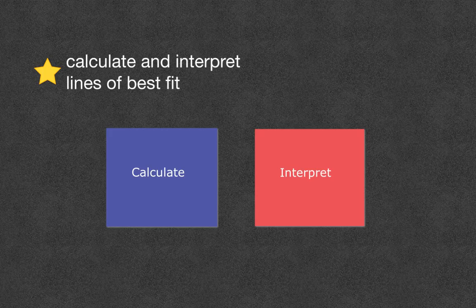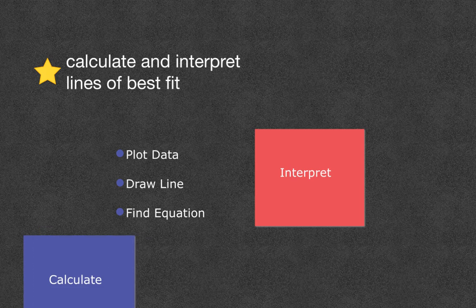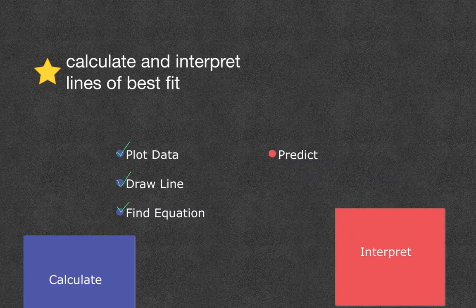So let's review. Our objective at the beginning of this lesson was to calculate and interpret lines of best fit. Did we do that? For calculating, we plotted data points on our graph, estimated our line of best fit, found the slope, intercept, and wrote the equation. For interpreting, we used our line to predict the outcome of a piece of data. So there we go. That's how you find and use a line of best fit.